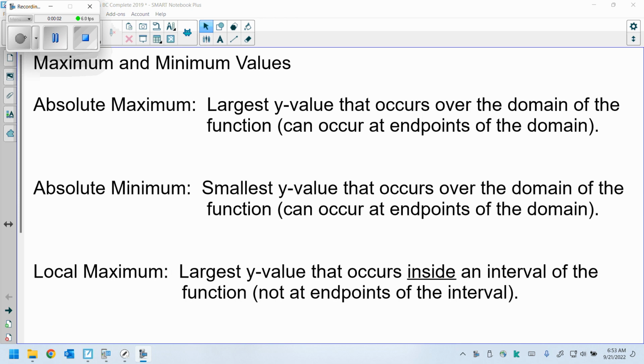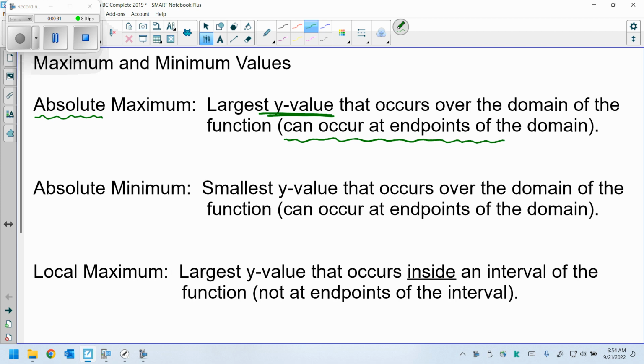To start out our next unit, we're going to talk about maximums and minimums. And there's a couple different kinds of maxes and mins that we'll talk about. There's absolute maximum value. That is the largest y value. Keep in mind, always the y value that occurs over the domain of the function. And this absolute max can occur at the endpoints of the domain.